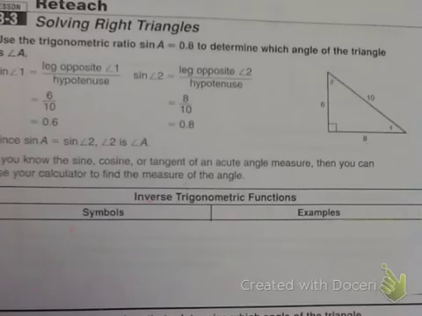This is Chapter 8, Section 3. This is geometry. This is Mrs. Norris, and we're going to talk about right triangles again. We're going to use SOHCAHTOA or trig relationships, and we're going to be able to fill in all the rest of the missing information about the triangle.